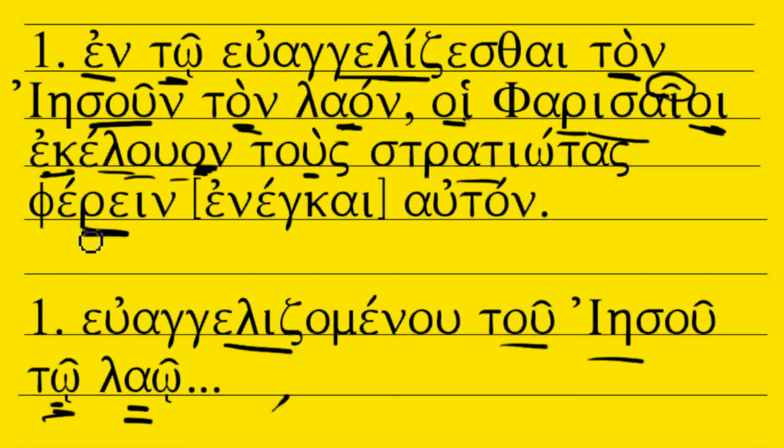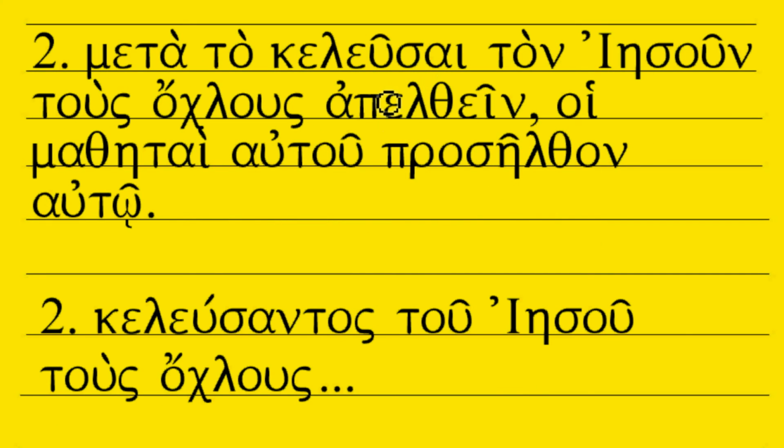pherein, this is going to be the infinitive of the present, pherein, would be to bring. If you want to do the aorist infinitive, which would also be acceptable, it'd be a form of enegka. We don't augment, so it's an epsilon. We use the aorist active ending here. Of course, there's no sigma because this is irregular, enegka. Otherwise, it's the same. So to bring, auton, him. So putting it together then, while Jesus was preaching the gospel to the people, the Pharisees were commanding the soldiers to bring him.